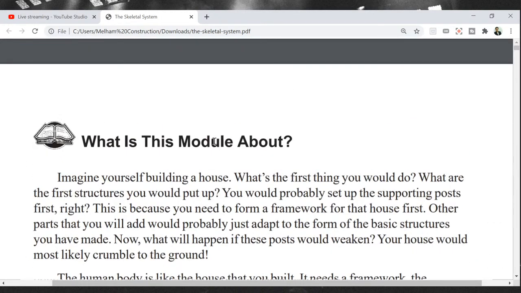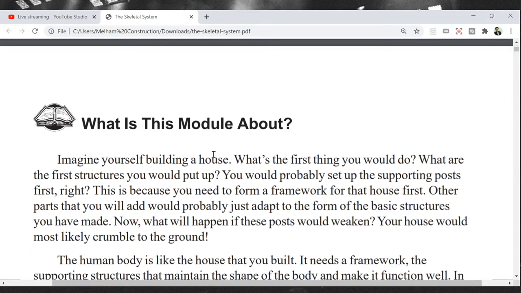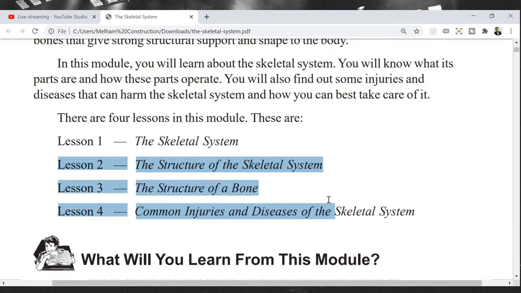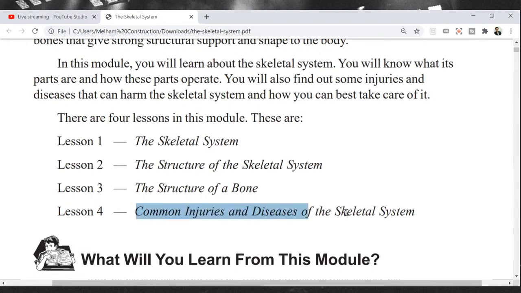Anyway, our class for today is about skeletal. Actually, naubos na natin lahat ng nasa learning strand, siguro mga 2 weeks na lang tayo, tansya ko. Kasi ito na lang yung nakita ko na hindi pa naituro. Our lesson for today is about skeletal system. So, we will discuss the skeletal system, lesson 1 for tonight. Then, later on, yung structure of skeletal system, structure of a bone, common injuries and diseases.